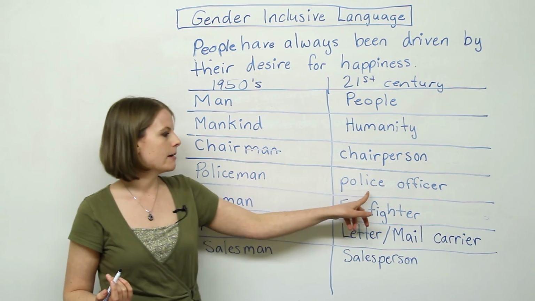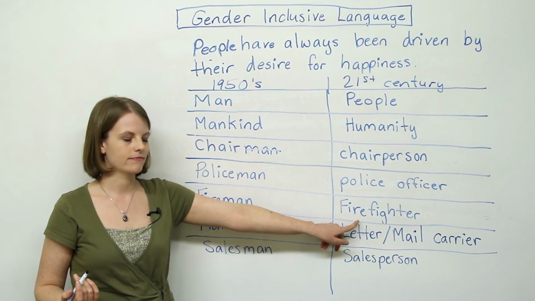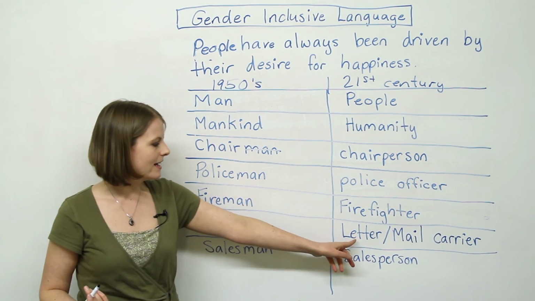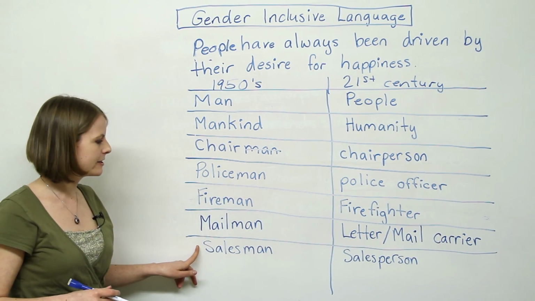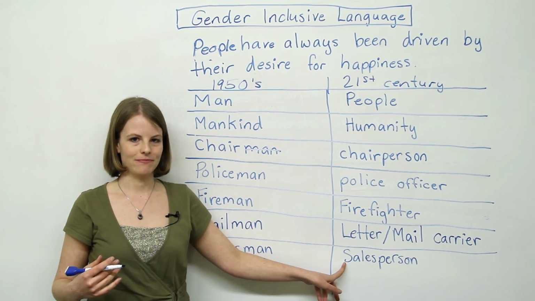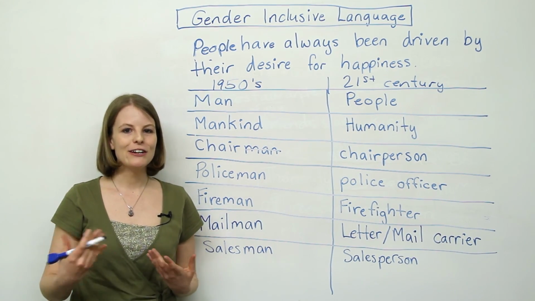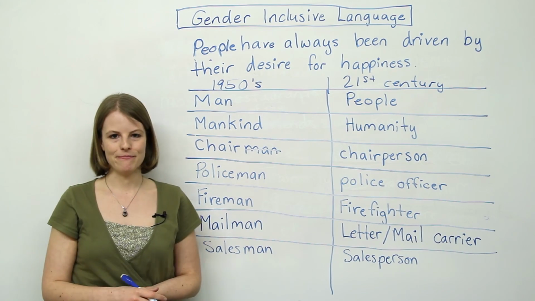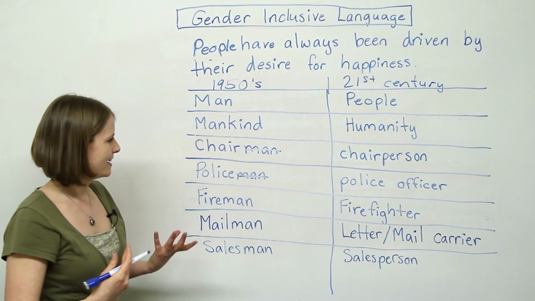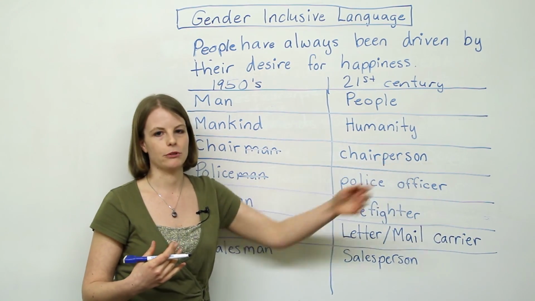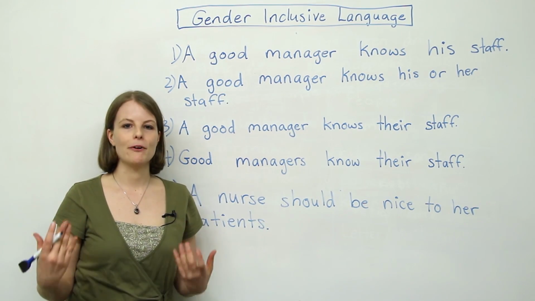Policeman has now become police officer. Fireman has become firefighter. Mailman has become either letter carrier or mail carrier. Both are fine. And finally, salesman has become salesperson. Now this is not the whole list. I'm sure you could find many different words in English where they have man at the end of them. So if you want to make this gender inclusive, just get rid of the man, and oftentimes it's just adding person. Okay, so gender inclusive language is not only about vocabulary.